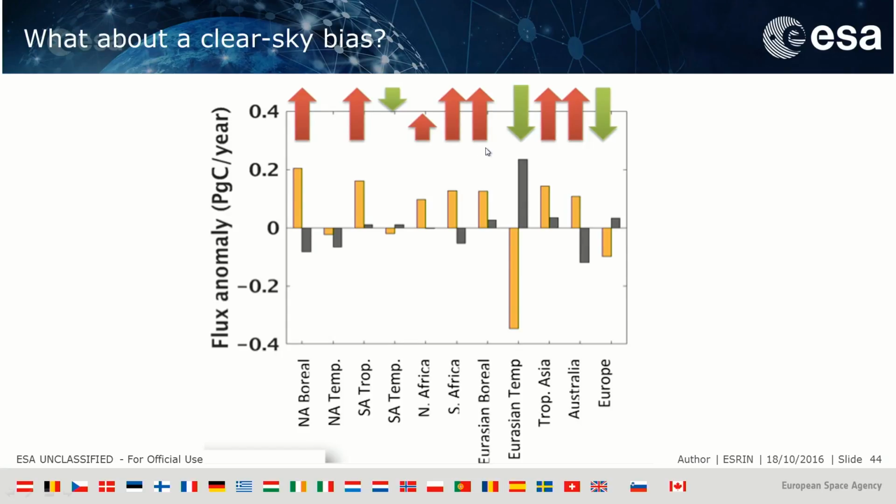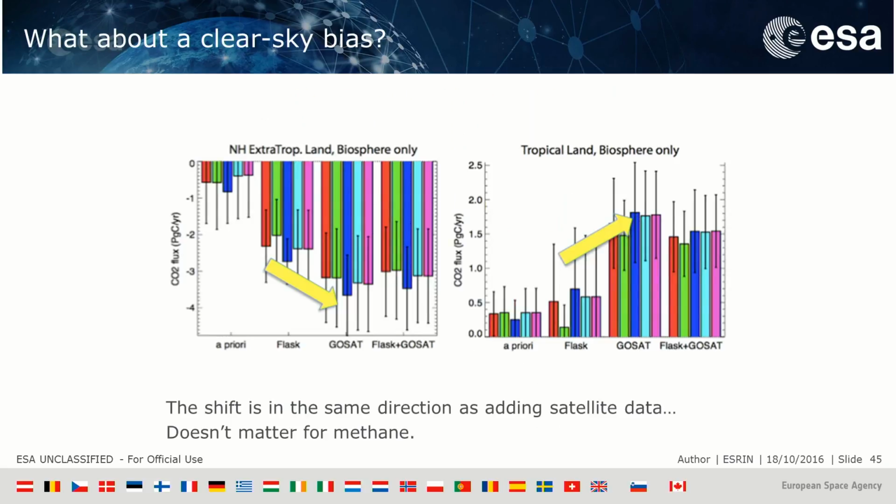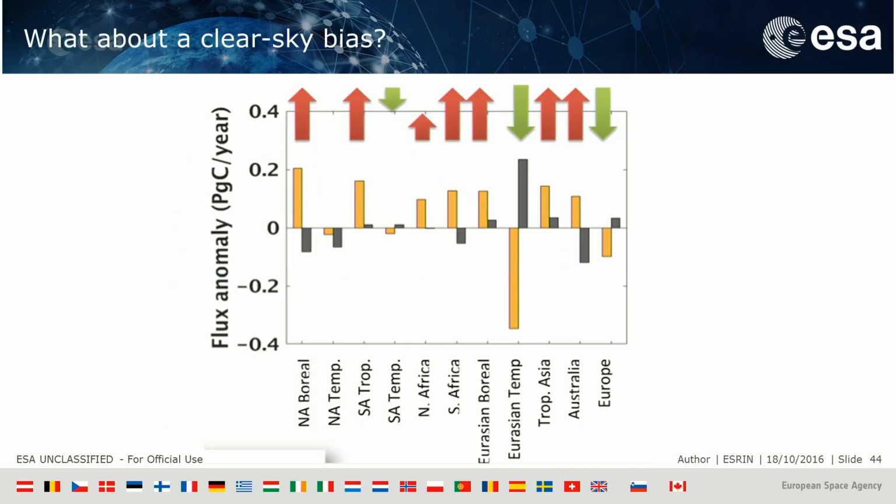But what we see is the difference between cloudy and sunny is that the sunny ones have a stronger uptake generally, so in Europe, for instance. So mostly in the extratropics, you're going to get more uptake when it's sunny, and in the tropics, you get less. You get a larger source when it's sunny. And this is probably due to heat stress. So yeah, it is pointing in the same direction.